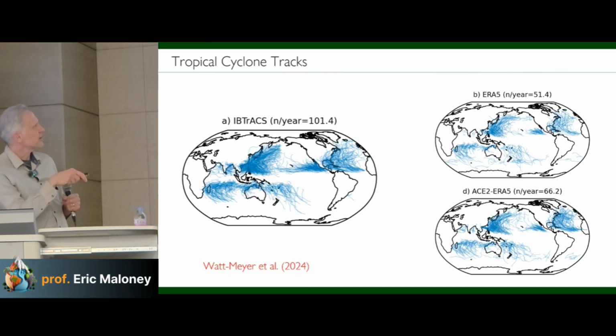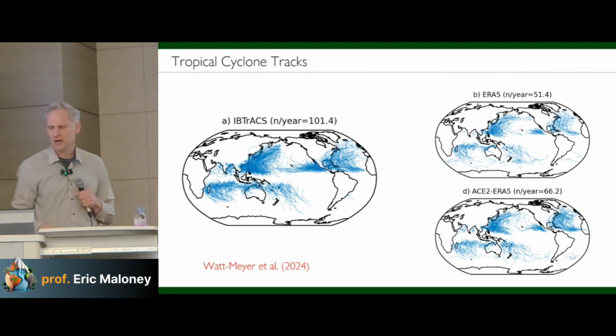Watt-Meyer here looked at tropical cyclone tracks, and if you look at the tracks of tropical cyclones after they form, it also does a reasonably good job. This is what observed tracks look like. Here is another representation of observed tracks, and this is the ACE model right here. So you see that there's a reasonable distribution of number of tropical cyclones, where they travel, and also the number of impacts in places like Korea. So the AI model does a reasonably good job.